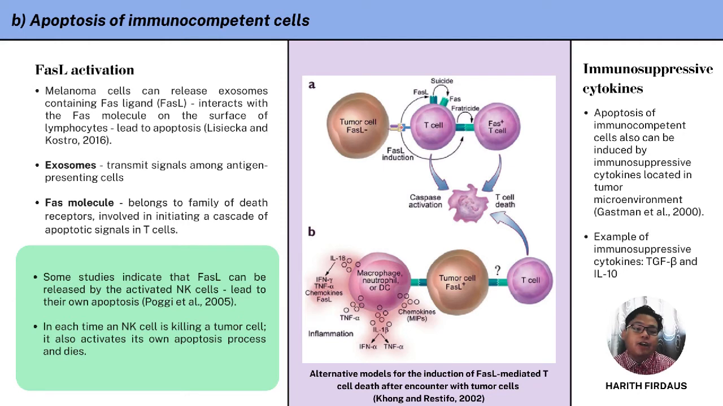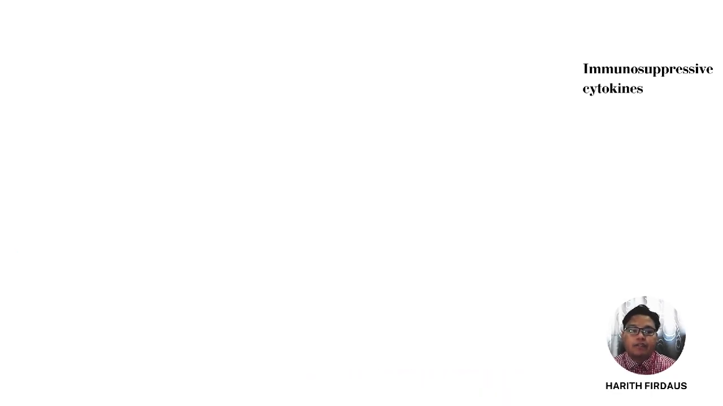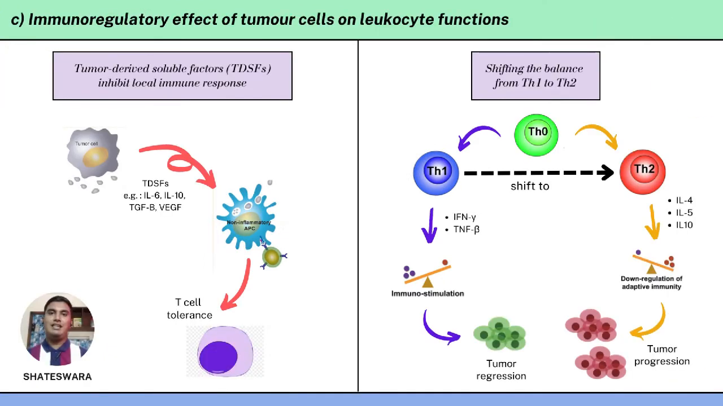then it also activates its own apoptosis process and dies. Apart from Fas-L activation, apoptosis of immunocompetent cells also can be induced by immunosuppressive cytokines located in the tumor microenvironment, such as TGF-beta and interleukin-10, by changes of redox potential, or by changes in the intracellular calcium or ceramide level. Okay, the third tumor escape mechanism is the immunoregulatory effect of tumor cells on leukocyte functions.